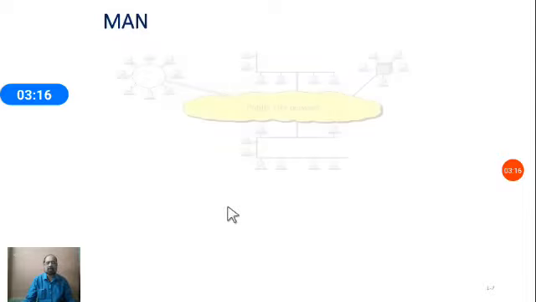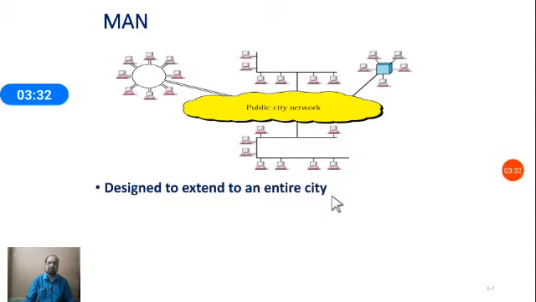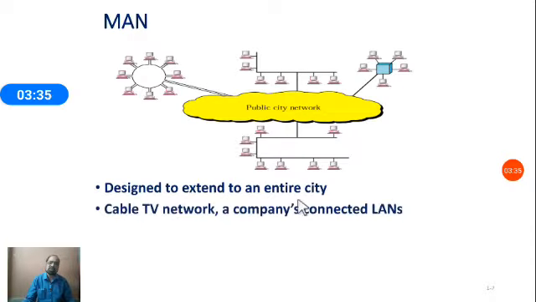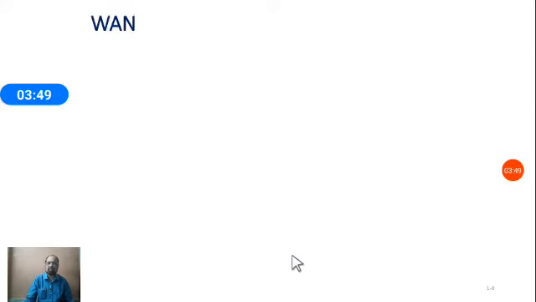What is a MAN? A MAN is nothing but different LANs. This is a single LAN, this is another LAN, this is another LAN, and all these are connected through a public city network called a MAN, designed to extend over an entire city. Our cable TV network is one of the best examples, where company-connected LANs are the best examples. So different LANs are connected to each other over a wide area. It is called a MAN network. It is owned by a private or a public company.